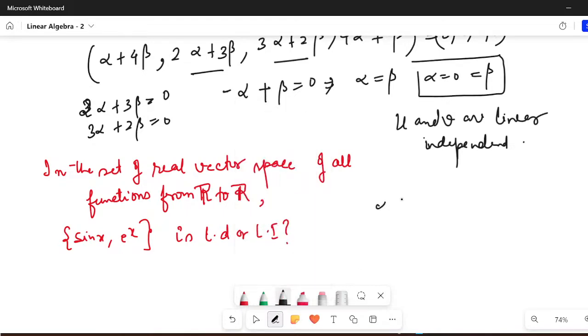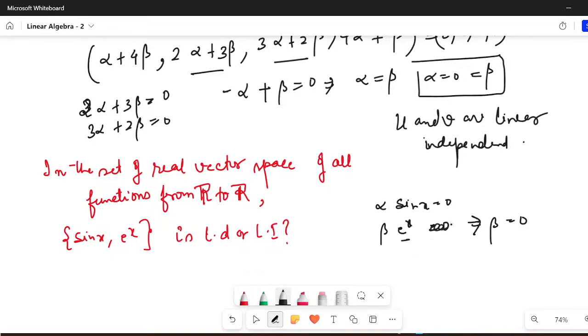Again, alpha times sin x is equal to 0, and beta times e to the power x is equal to 0. We already know that the exponential, whatsoever be the real number, is always positive. It implies beta should be equal to 0.